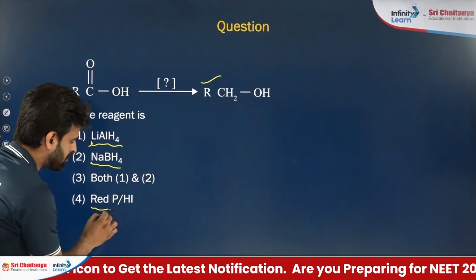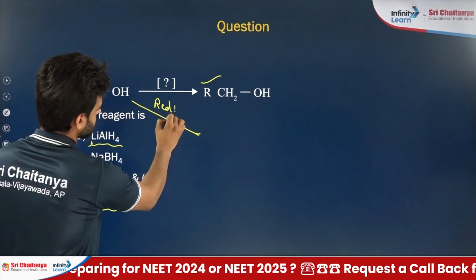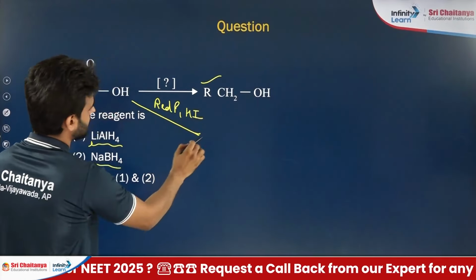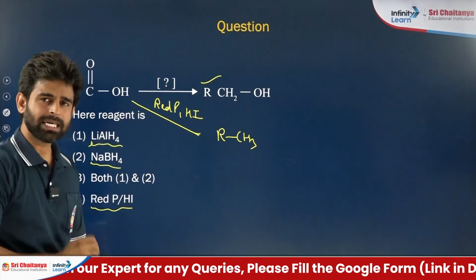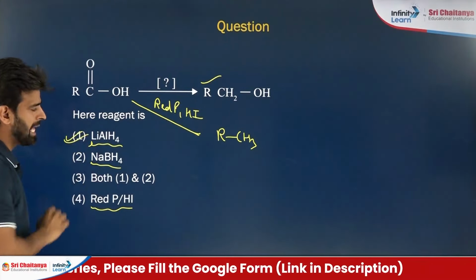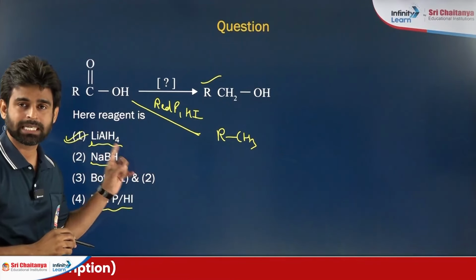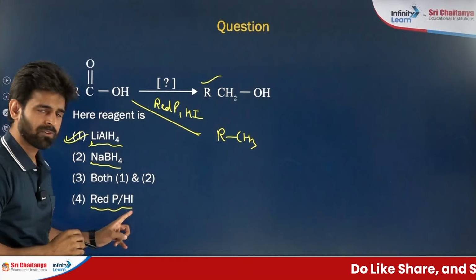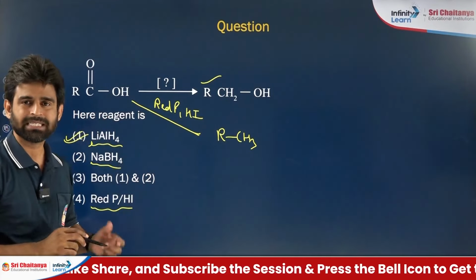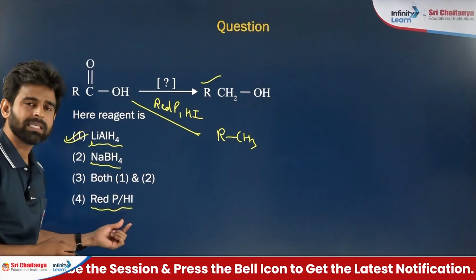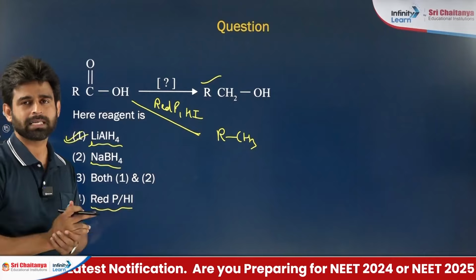Whereas red phosphorus with HI, if you use it here, it will give us alkane instead of alcohol, right? So the right answer for this question will be LiAlH4. NaBH4 cannot reduce carboxylic acids, very important point, and red phosphorus HI will reduce it to alkane. Definitely it depends on how much HI we are taking, but as it is not mentioned, it will go to alkane, right?